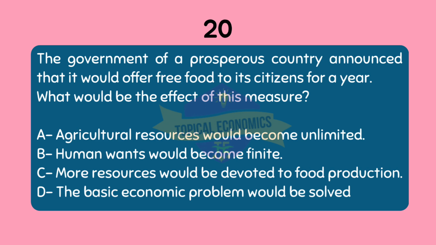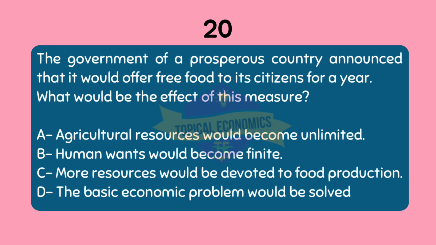If the government offers free food to its citizens for a year, it is likely that more resources will be allocated toward food production to meet the increased demand. This measure can encourage farmers and producers to increase their output to ensure that enough food is available for distribution. The other options do not accurately reflect the implications of this measure.